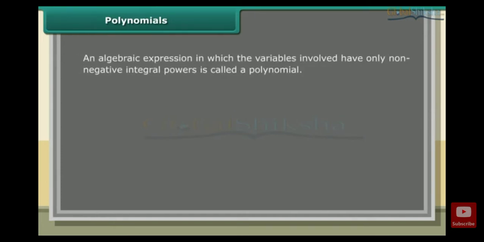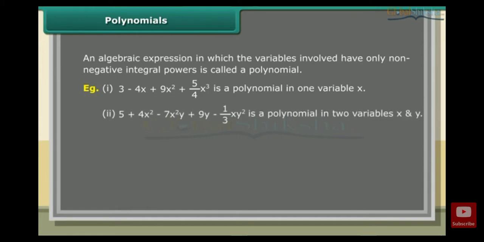Polynomials. An algebraic expression in which the variables involved have only non-negative integral powers is called a polynomial. Examples: 1, 3 minus 4x plus 9x squared plus 5 by 4x cubed is a polynomial in one variable x. 2, 5 plus 4x squared minus 7x squared y plus 9y minus 1 upon 3xy squared is a polynomial in two variables x and y.